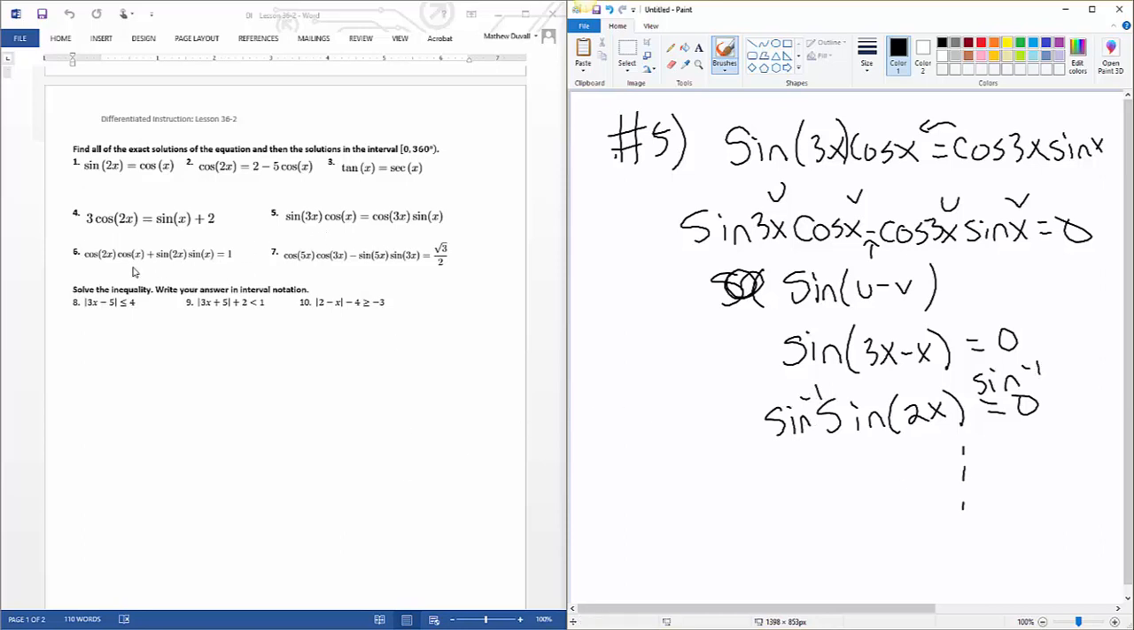Now, numbers 6 and 7 are very, very similar. Those are sum and difference identities. For number 6, that looks like the sum and difference identity for cosine, and same with number 7. Now remember, when you use the sum and difference identity for cosine, the sign changes. So because that's a plus, when you write it like this, it's going to be a minus. Because that's a minus, when you write it like this, that's going to be a plus.